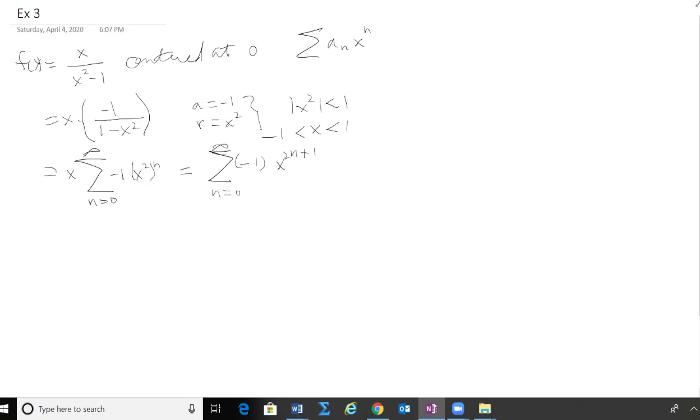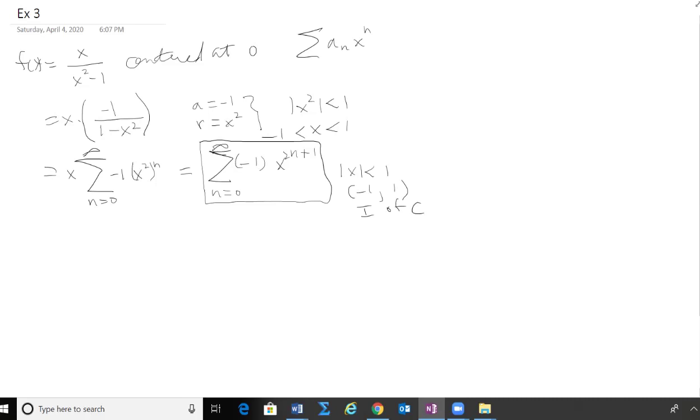And it's finished. This is done. This is our answer with this interval of convergence, which you could write like this if you wanted to. Either way, or if you wanted to, you can write it like this. That's your I of C.